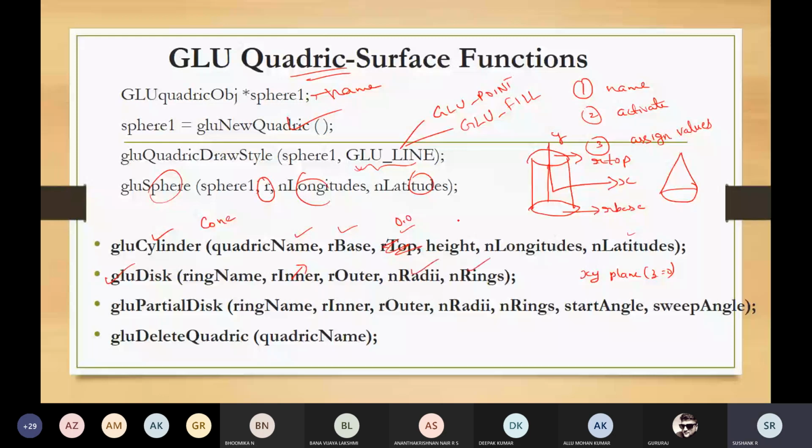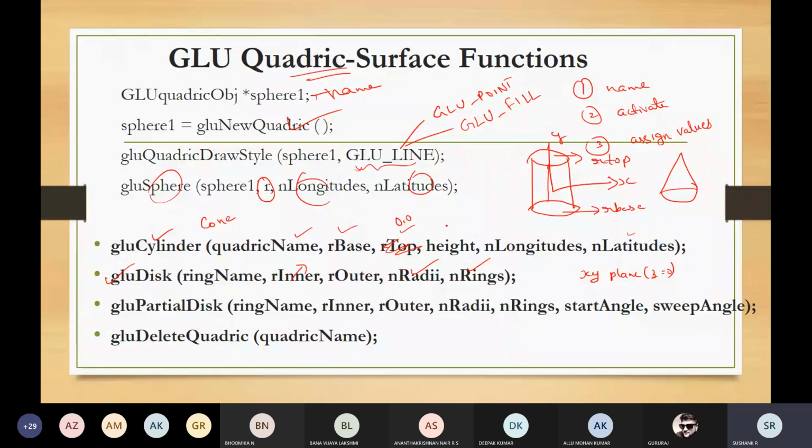And what is a partial disk? Partial disk means some part of the circular ring will be displayed. So that we call a partial disk. Here the first parameter gives you the name, then the inner radius value and the outer radius value. N radii and n rings are used for getting the number of faces, like it is divided into a number of faces by using n radii and n rings.